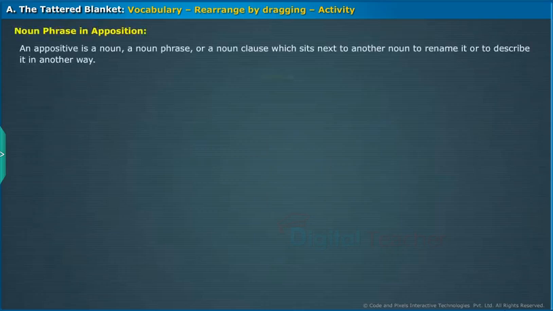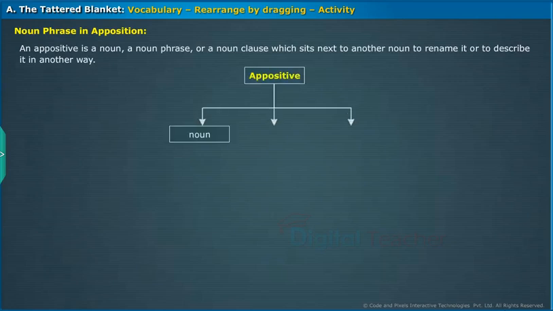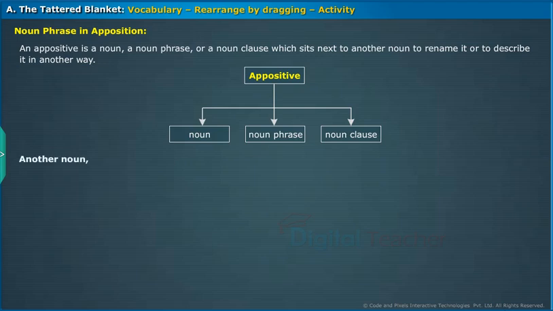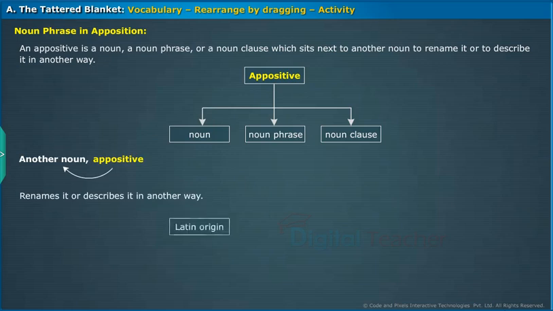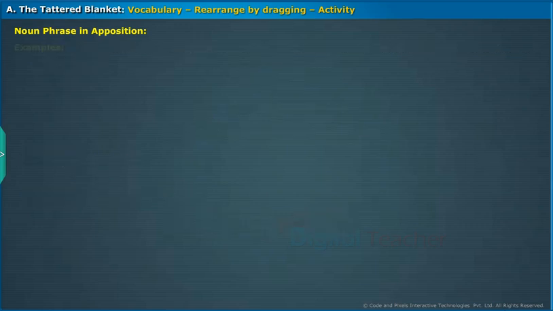Noun phrase in apposition. An appositive is a noun phrase or a noun clause which sits next to another noun to rename it or to describe it in another way. The word appositive comes from the Latin for to put near. Let us see a few examples to understand noun phrase in apposition better.